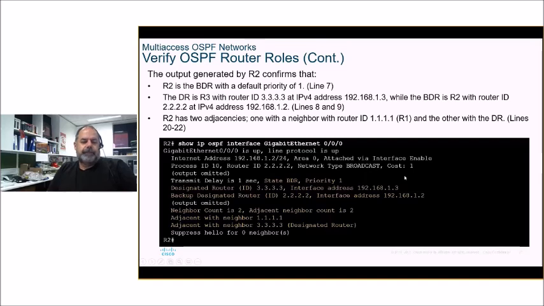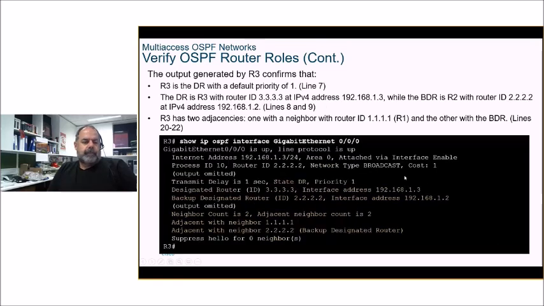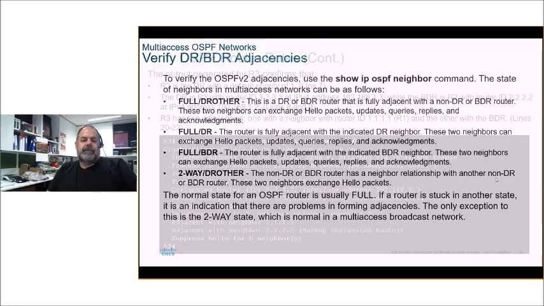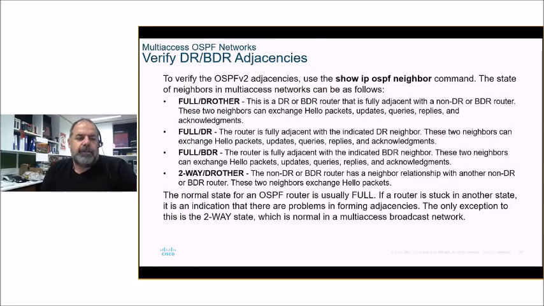And this is on router 3, so this is the designated router, and it will tell you about the other routers. Now, to verify that the adjacencies are working properly on a multi-access network, you can do show ip ospf neighbor. The state of neighbours in multi-access networks can be as follows. Basically, you can have full DR, full BDR, full DR other.